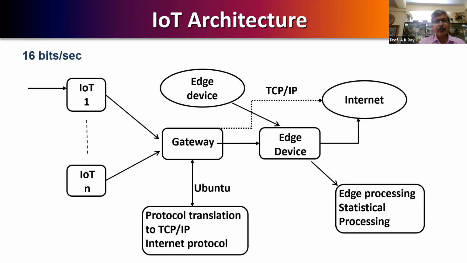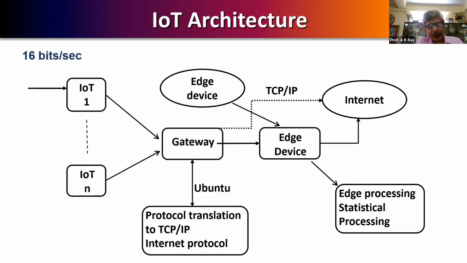Now let's see the same kind of architecture. Suppose there are n number of IoT devices. They are connected to the gateway, as I said. What does the gateway do? Mainly the protocol translation, as I said just now, from a simple protocol to the TCP/IP protocol, the internet protocol as we call it, and then we can connect through the dotted line to the internet. Or, as I said, if you need some intermediate processing to be done, then it has to be done in the edge device.